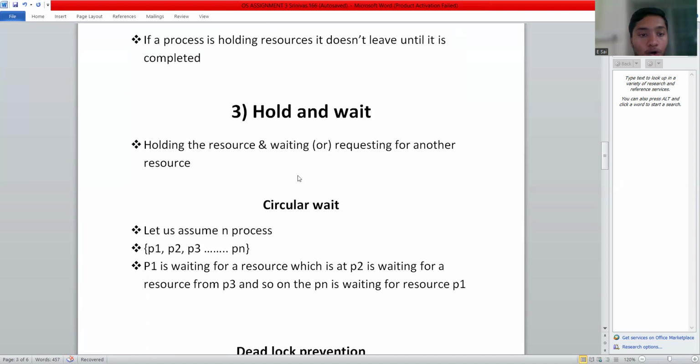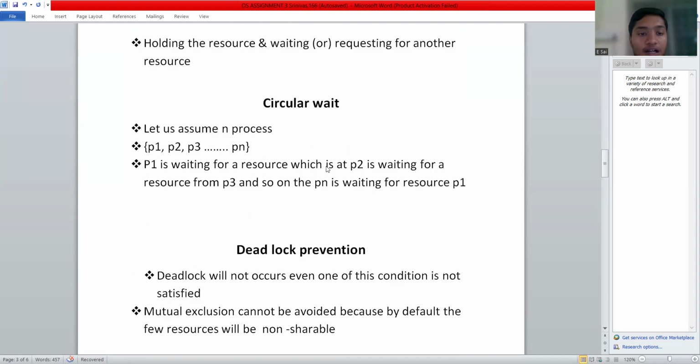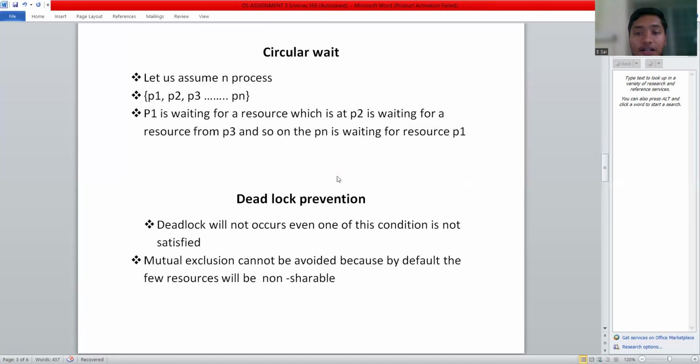Hold and wait. Holding a resource and waiting or requesting for another resource. P1 is holding the resource R1 and still it is waiting for the resource R2. Circular wait. Let us assume n processes P1, P2, P3 and so on up to Pn. P1 is waiting for a resource held by P2, which is waiting for a resource held by P3, and so on, and Pn is waiting for a resource held by P1.